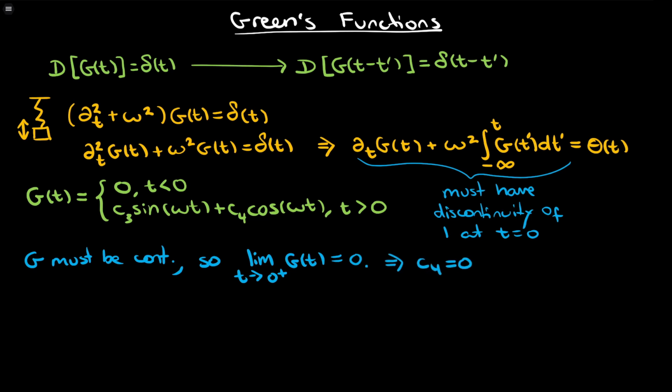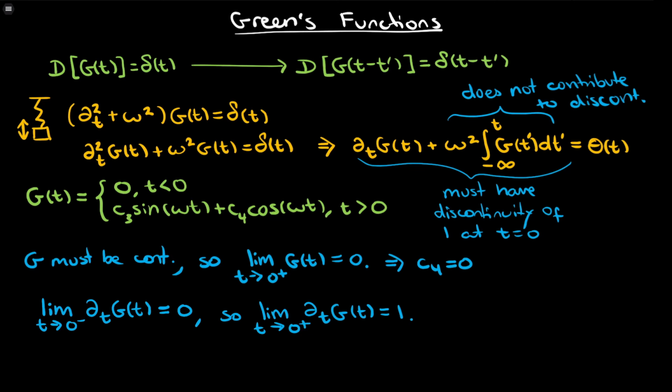This tells us that the coefficient c4 must be equal to 0, and it also tells us that the integral of g must be continuous, and so the integral term does not contribute to the discontinuity. Thus, the discontinuity must come from the derivative of g, and this makes sense because kicking the mass should instantly change its velocity. By the initial condition, the limit of the derivative of g as t approaches 0 from the left is equal to 0.